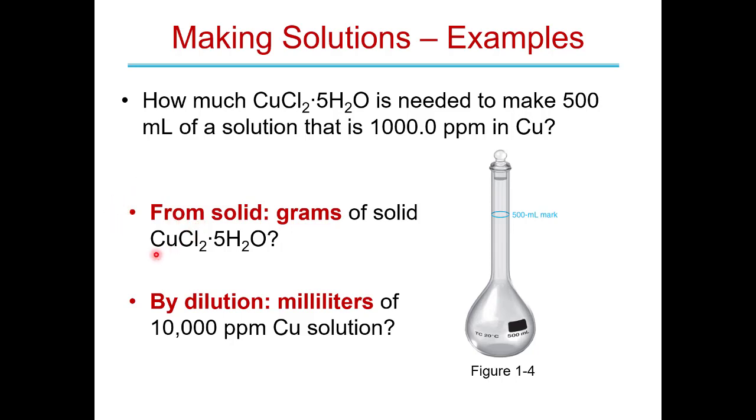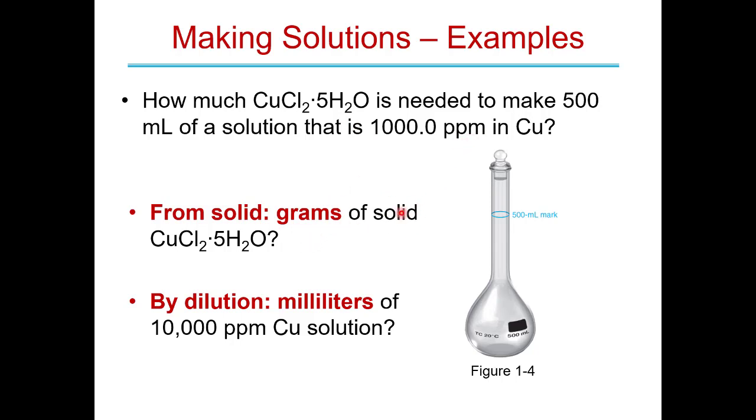We're going to look at making this solution in 2 ways. First, from the solid. I told you that this is a crystalline material, nice blue crystalline material that we can order as a solid chemical. And so we might want to weigh that out. So how many grams do we need to weigh out? And then by dilution, another way that we could make this solution: let's say that we had a solution that was already 10,000 parts per million in copper, right? So we already had copper dissolved in that solution. What would we do to dilute that solution down to make a 1,000 ppm solution?